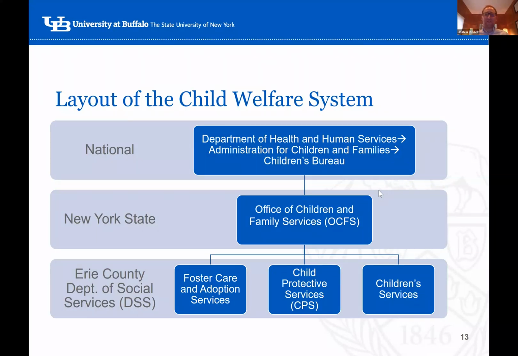New York State does have, or did have, some services under the Office of Children and Family Services. Those have changed within the last year or two. And then we get to the real area where the decisions happen. And for us, that's at the county level in the Erie County Department of Social Services. And DSS is divided into three basic areas. You have foster care and adoption services, you have CPS, and you have children's services, which functions as a preventative branch of DSS. And again, you can already see how siloed this can be. Those three sub areas within DSS can be pretty siloed too. So that makes it even more challenging.